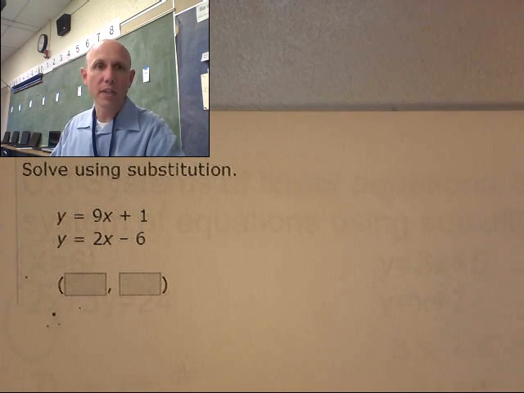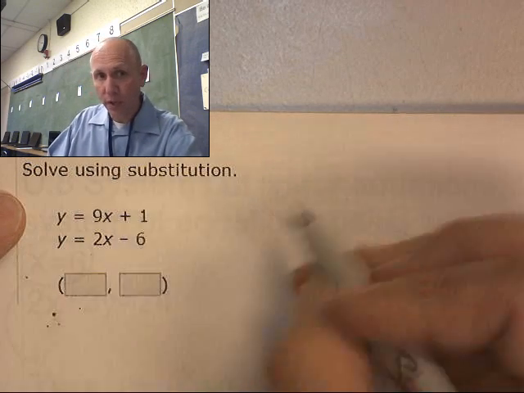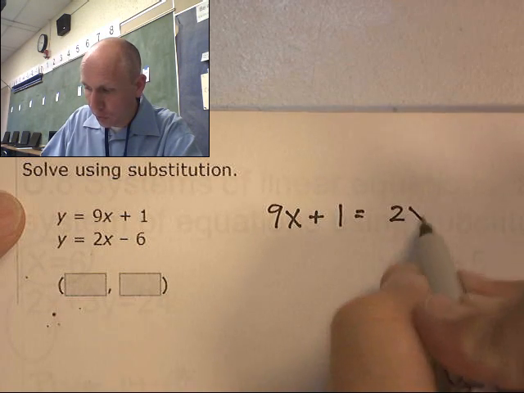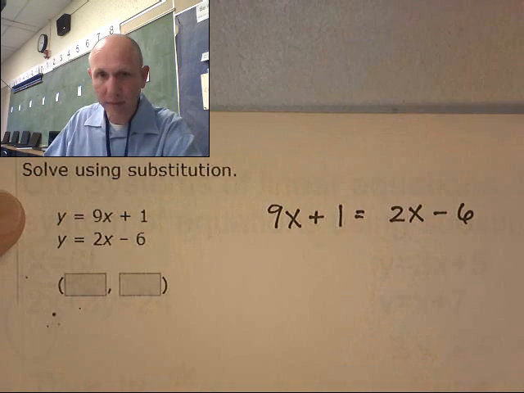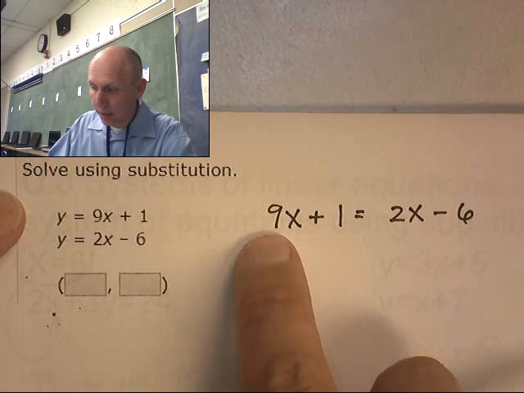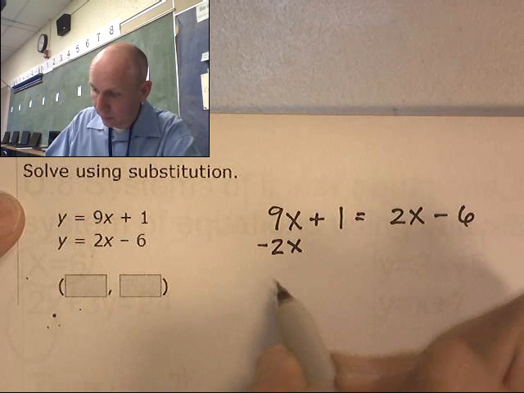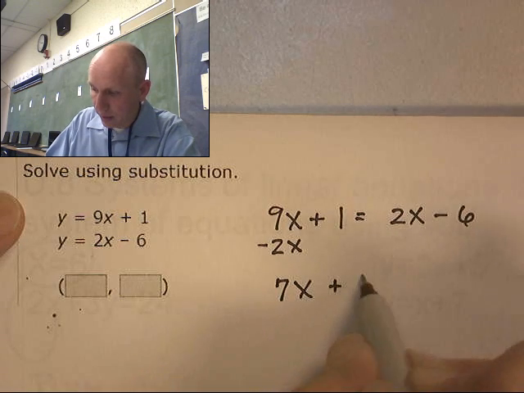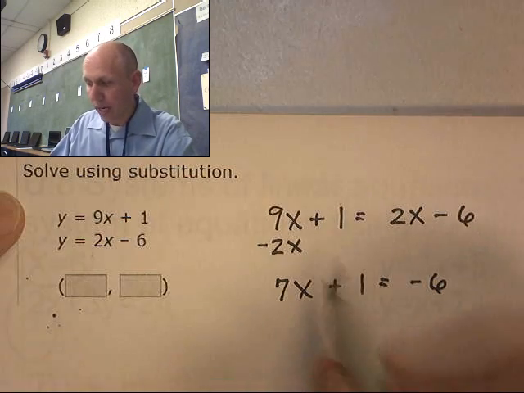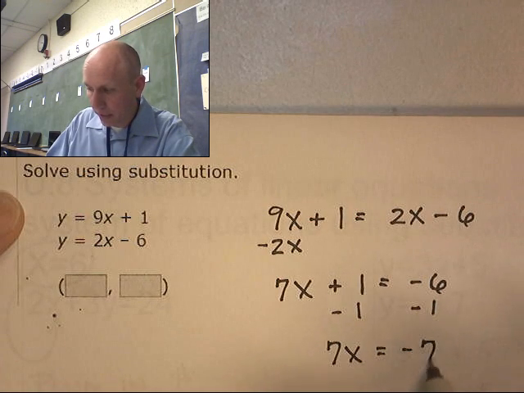Here's the other form that you're going to see. I'm going to set these two equations equal to each other. 9x plus 1 equals 2x minus 6. Let's take this 2 and drop it on top of the 9. This is going to become a negative 2, so that will become 7x plus 1 equals negative 6. Subtract the 1 from both sides. 7x equals negative 7.